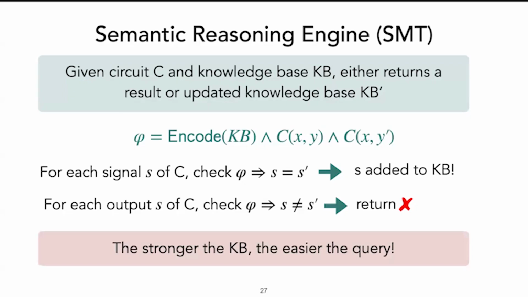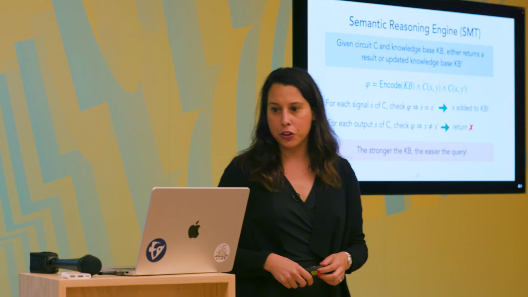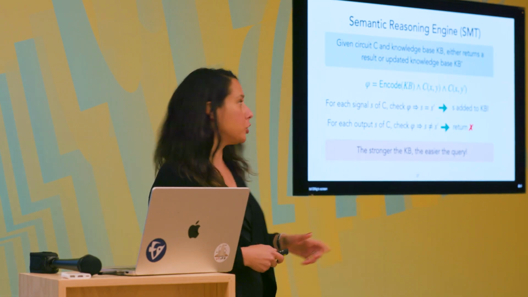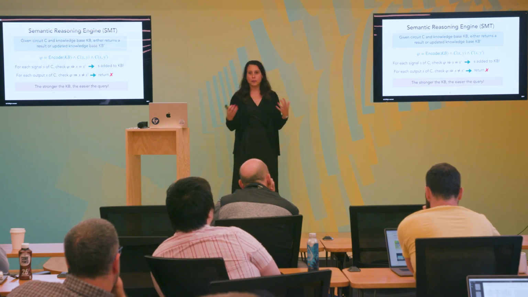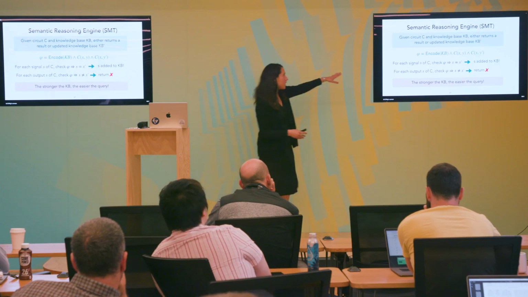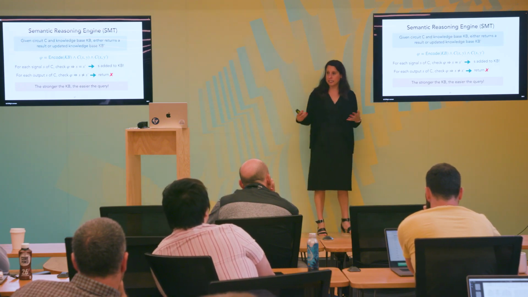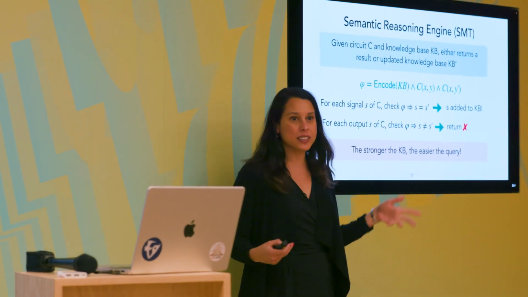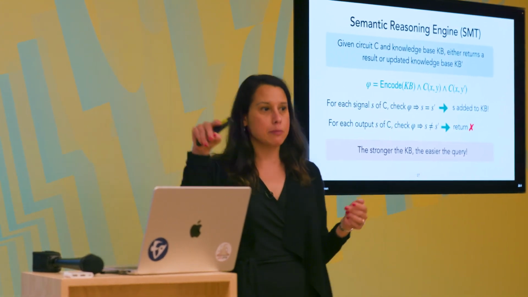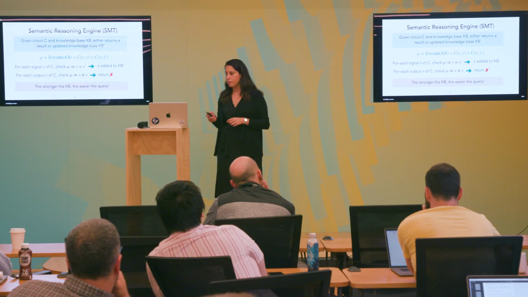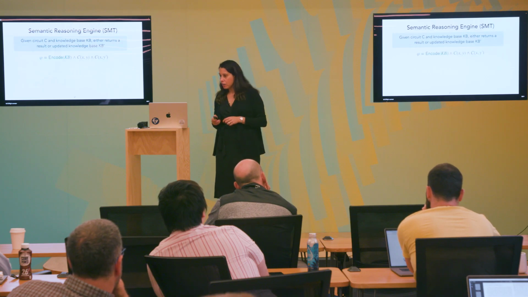And the important thing to note here is that the stronger the knowledge base, in other words, the more information you have in your knowledge base, in general, the easier the query is going to be, because you can use the information in the knowledge base to essentially simplify your encoding of the circuit. So I didn't make it very explicit here, but when you know that some of the signals in the circuit are deterministic, you can use that information to basically eliminate some of those y primes in your second copy of the circuit, essentially.